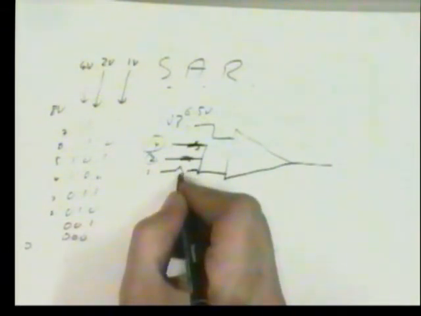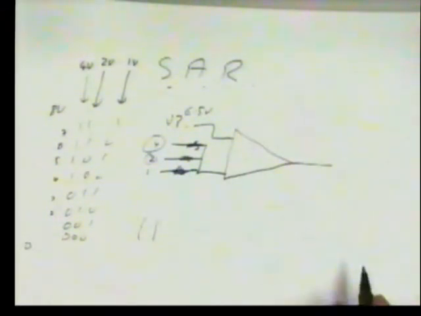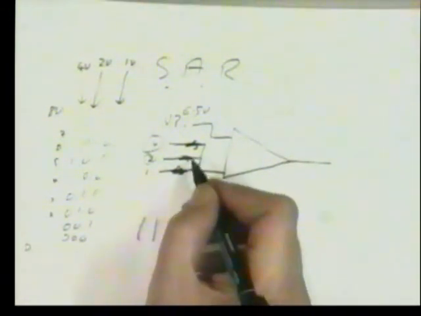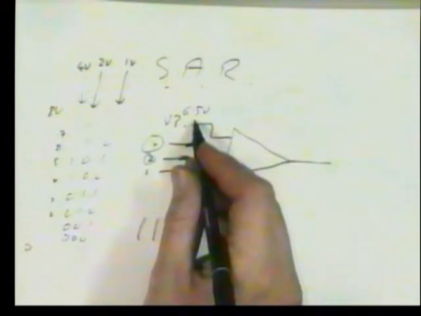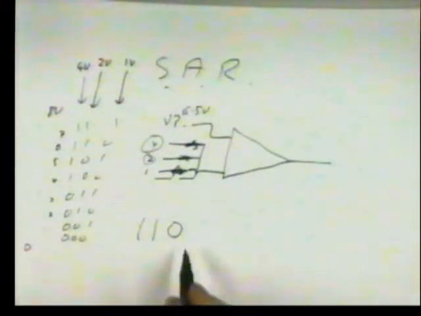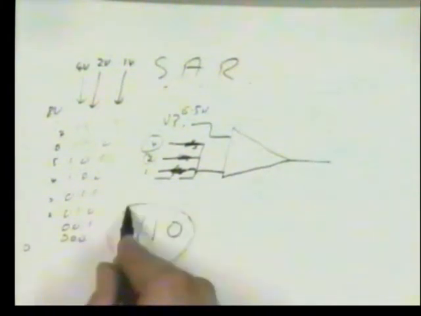Now we try the last switch. We close that and we say, was that greater than or was it less than? Well, now we've got 4 plus 2 plus 1 is 7. It's greater than. We've gone too far, so we open the switch again and we get a 0. So the result of this successive approximation is 1, 1, 0. It's a very simple concept.